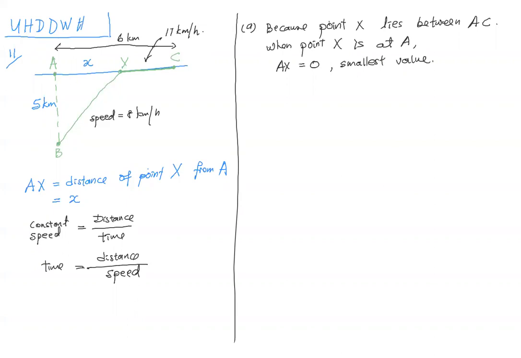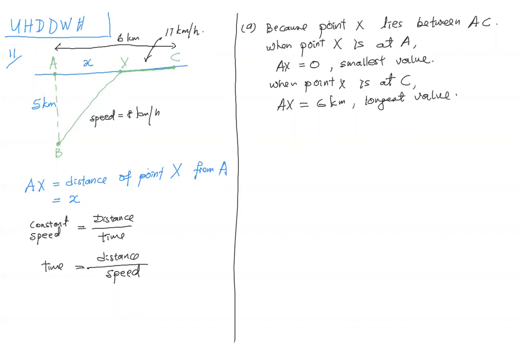So when point X is at C, so that is the furthest it can go. Correct? Point X, the furthest it can go. So AX will be equal to 6 km. That is the longest value. So you explain like that.